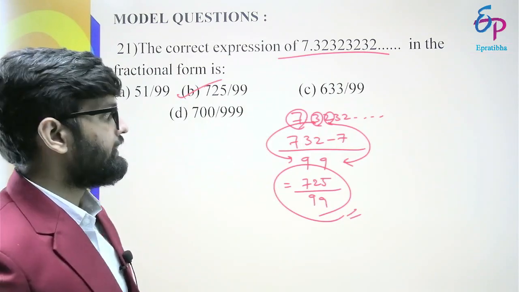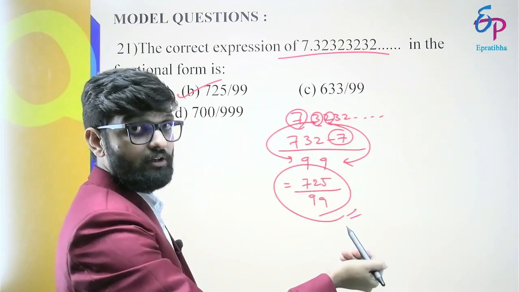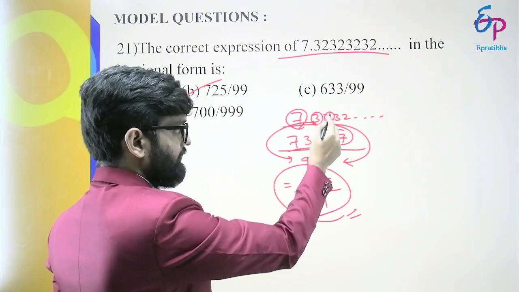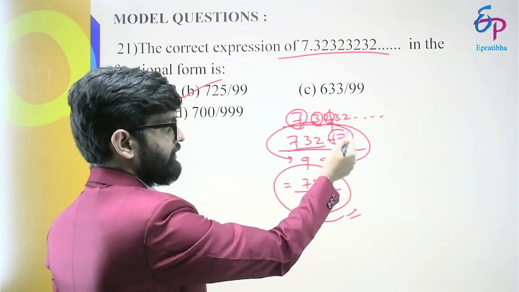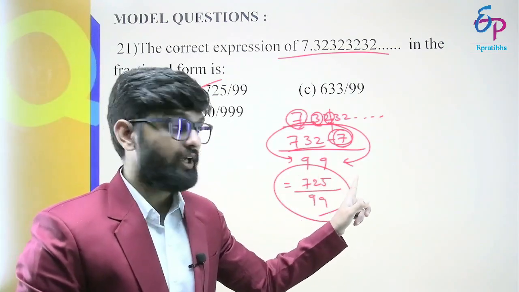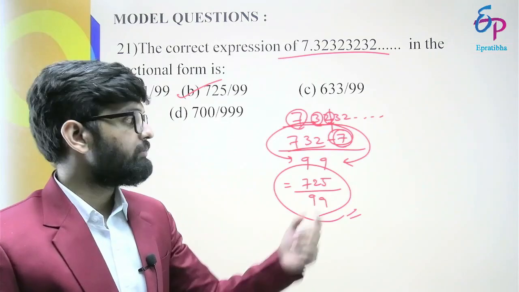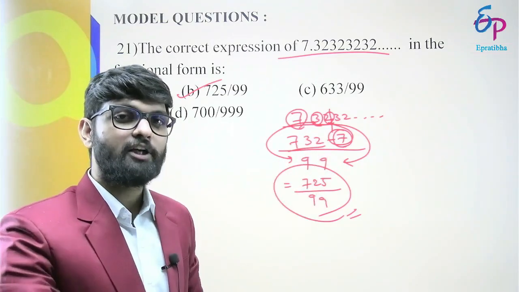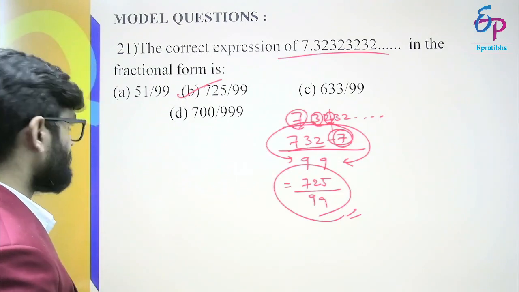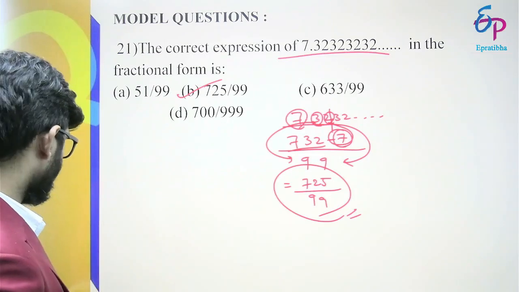Okay, 732 minus 7. Whatever is not repeating, you have to just separate that. You have to take the difference between the number given until where it started repeating, minus whatever is not repeating. By how many 9s do you have to divide? You have to take 2 9s because 2 numbers are being repeated in this question. If 2 numbers are being repeated, you will write 2 9s. If 3 numbers are being repeated, you will write 3 9s in the denominator. Like that, 4 9s means 4 numbers. So 725 by 99 is the solution for this question.